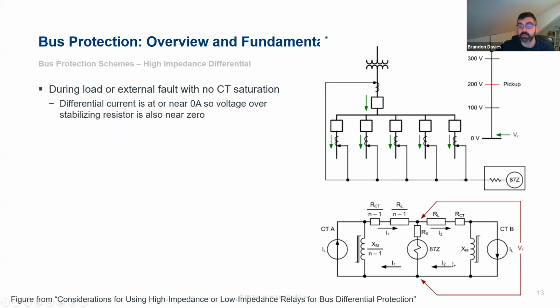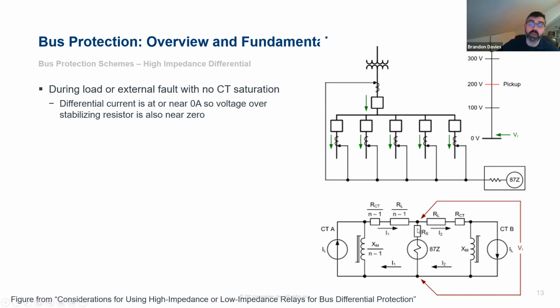So the basic idea is that the current going into the bus here on the right should be equal to the current going out of the bus, the summation of all of those currents. This is kind of a lumped aggregate equivalent of all of the currents going out on this side. And because I1 equals I2 in that case, we have no or very little current flowing through this stabilizing resistance.